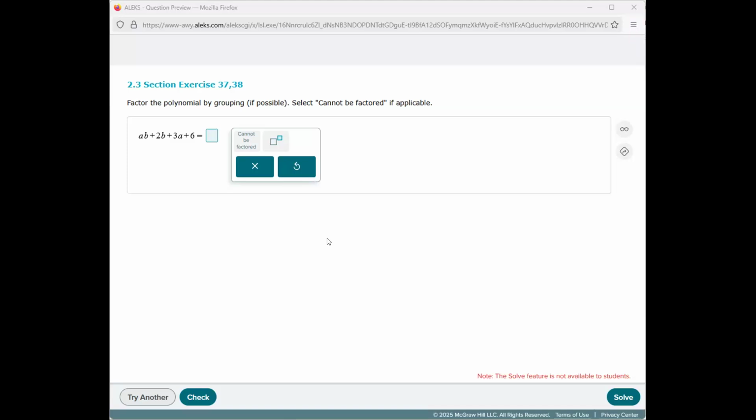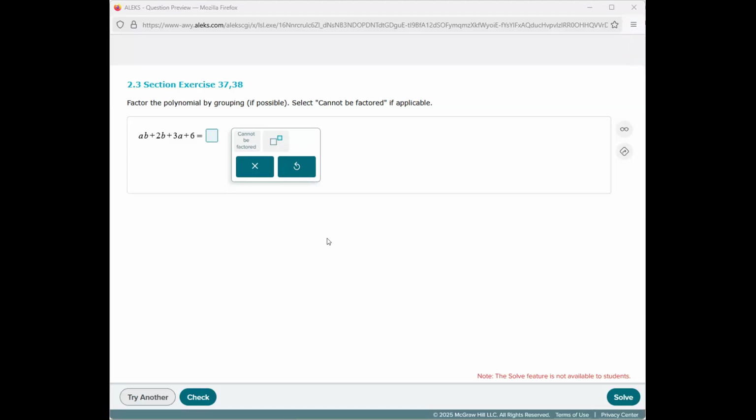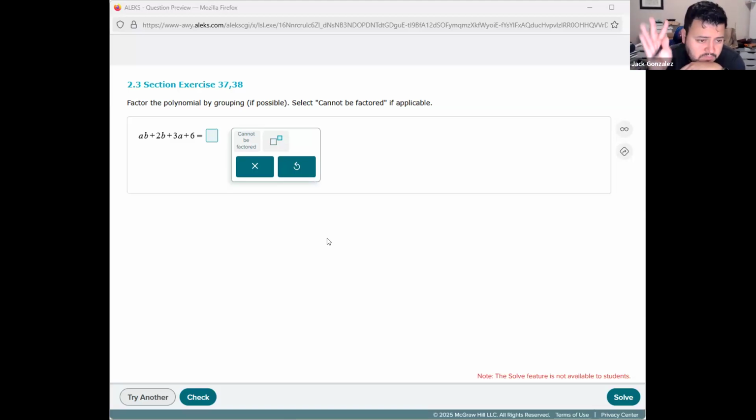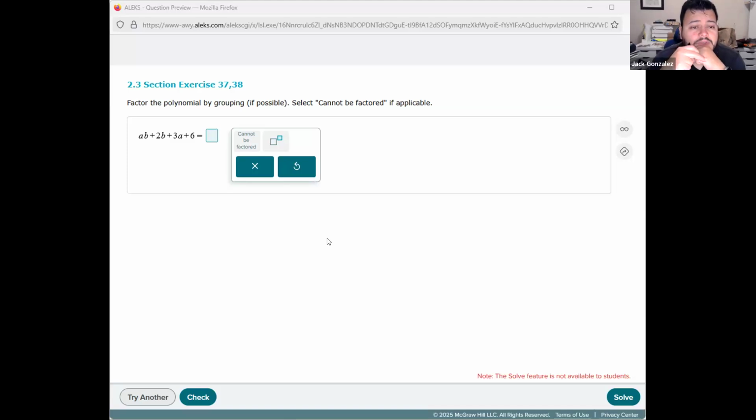First thing you always do is start from the beginning. Check if all four terms have a GCF. If they don't, move on and say, okay, if I have four terms, I should attempt grouping. It does not mean that grouping will work. As you can see right here, it says cannot be factored. Sometimes it can.